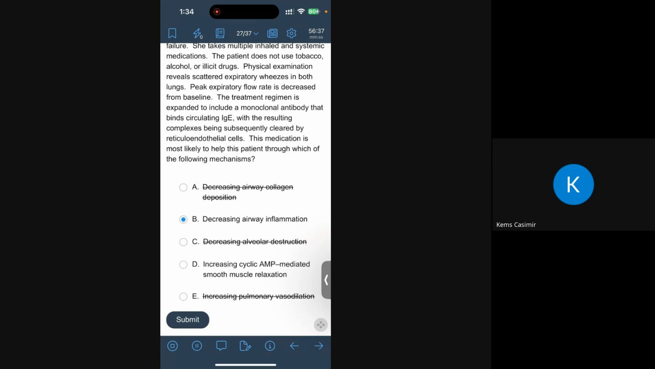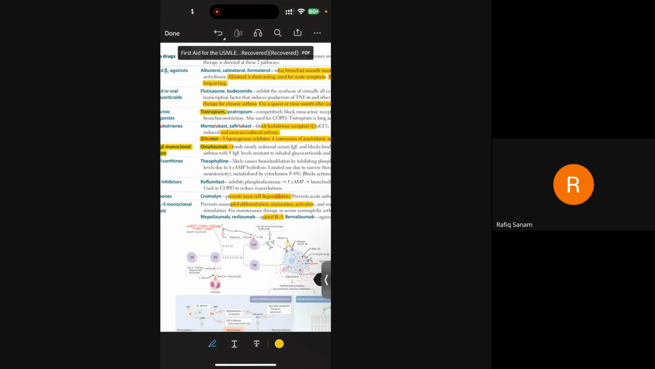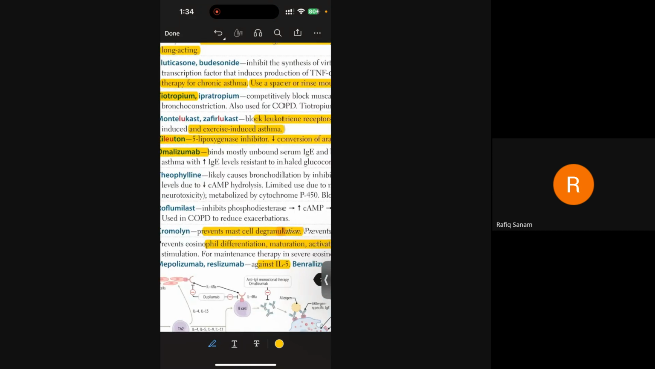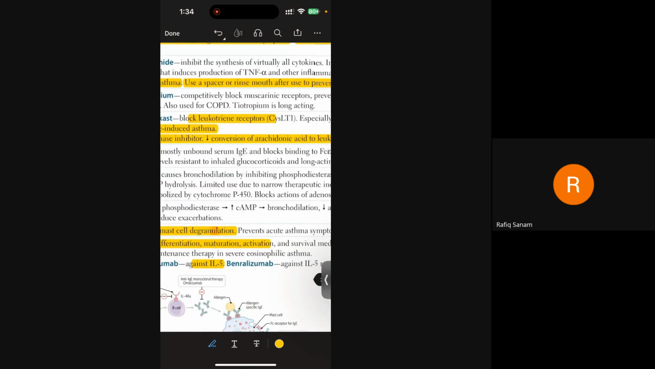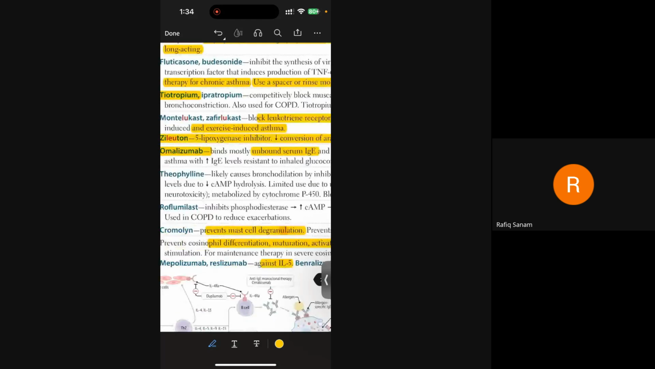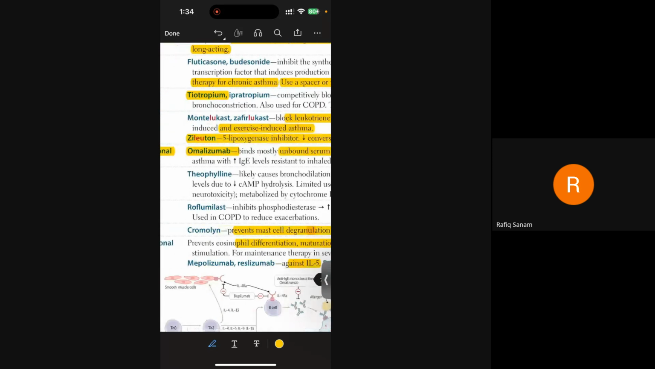Decreasing airway. And the drug we are talking about here is omalizumab. And option D represents which drug? Albuterol. We are talking about omalizumab. It binds the mostly unbound serum IgE and blocks its receptor, used in asthma with increased IgE levels resistant to inhaled glucocorticoids and long-acting beta-2 agonists.